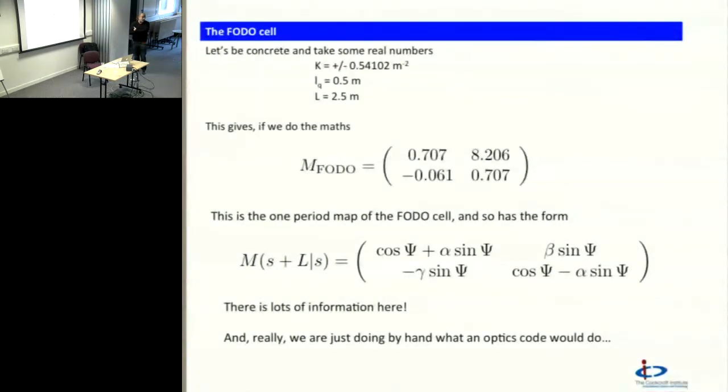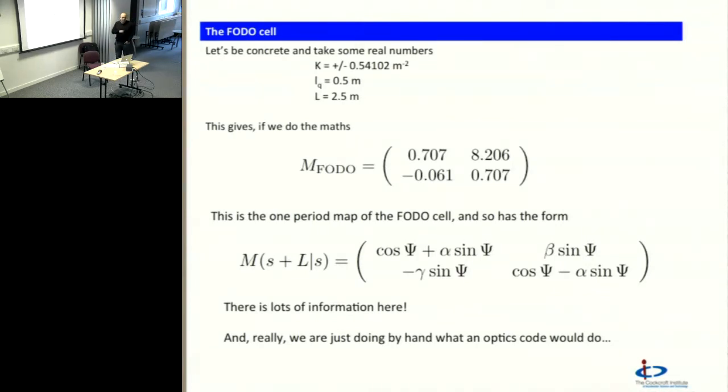And it's just numbers because I have hard numbers now for my physical quantities. So that's the one-turn map. We know it must have this form because that's the form of the one-turn map in the Courant-Snyder formalism. See, now it's more numerical, more concrete. So we have loads of information here. We can relate this to this and extract everything we need to know about the photocell in terms of its properties. But really, what we've just done by hand, what an optics code would do.